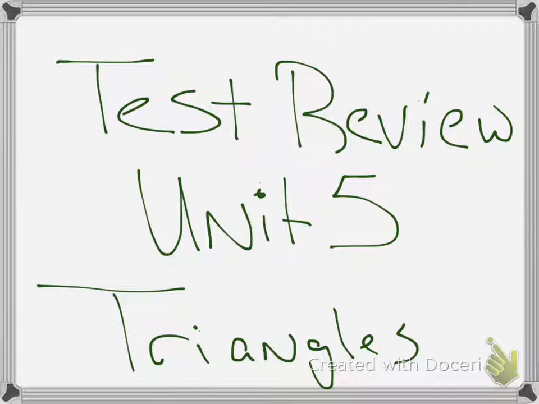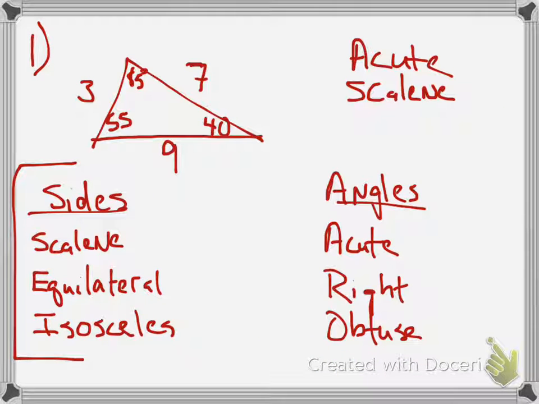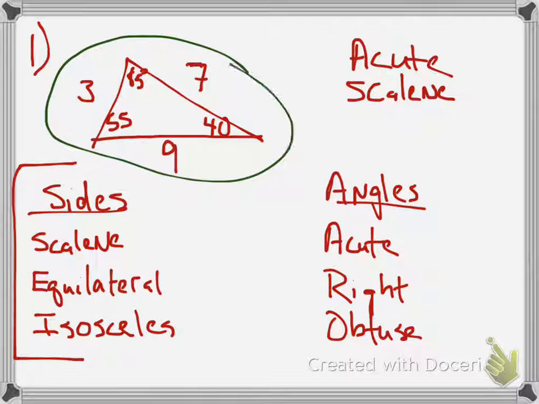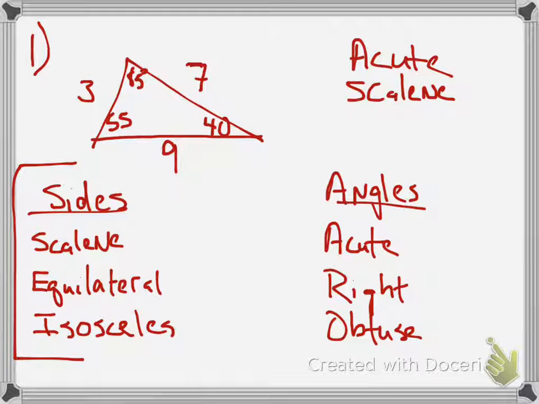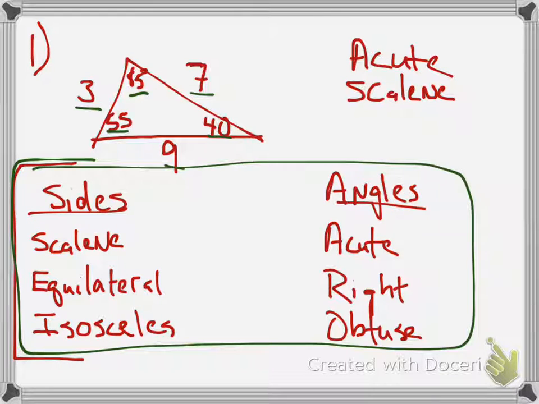Okay, so for number 1, first off, keep in mind that I would give you this information for the triangle, and then from there you've got to tell me what type of triangle it is based on the angles and based on the sides. Now this one is an acute scalene. It's acute because all 3 angles are less than 90 degrees, and then it's scalene because all 3 sides are different. So keep in mind we can classify triangles based on angles and sides.